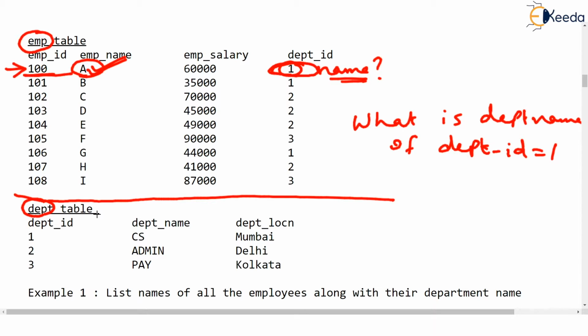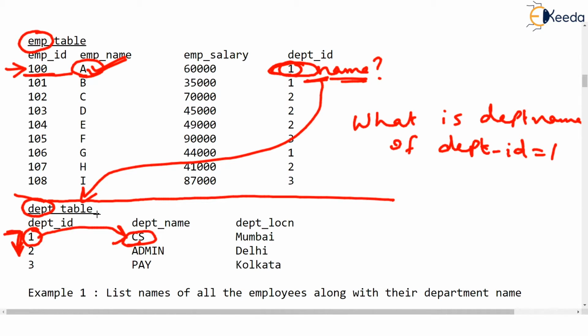But you will not get it in this table, isn't it? You will go to the other book and you will simply search department ID 1 and you will say, oh, okay, department ID 1 means CS department. There you are. Now you know that the EMP name that you want to list, the name of the person is A, and this person works in department number 1, but we don't want the department number, we want the department name, and the department name was gathered from the other book, the DEPT table. So we will list CS.